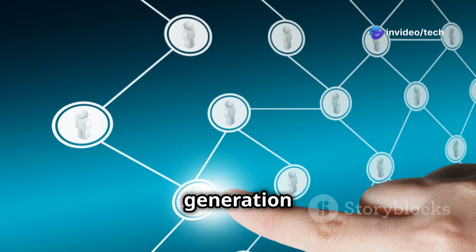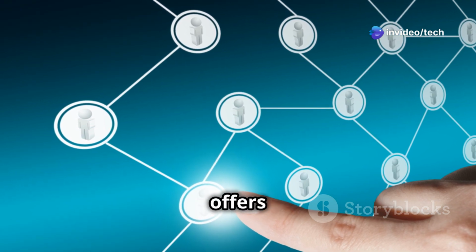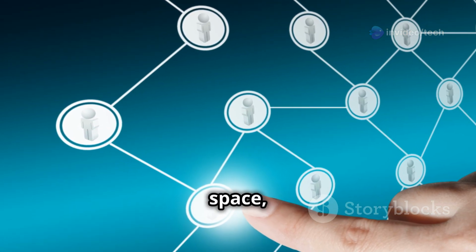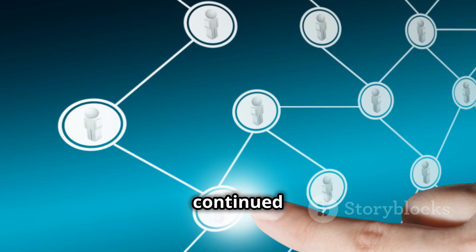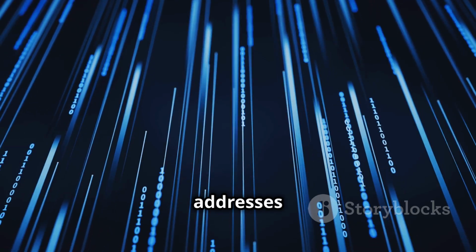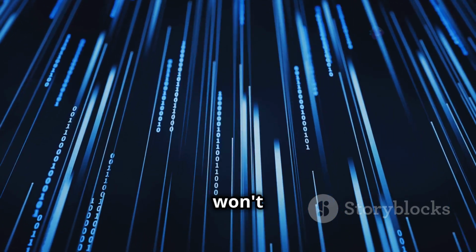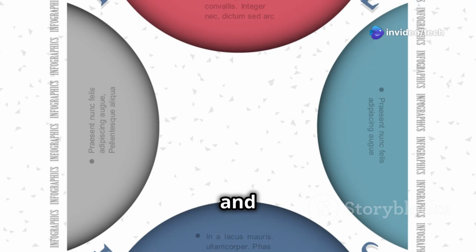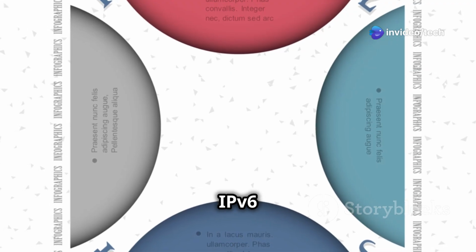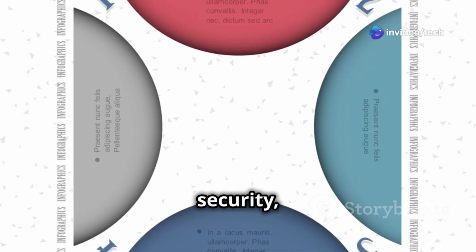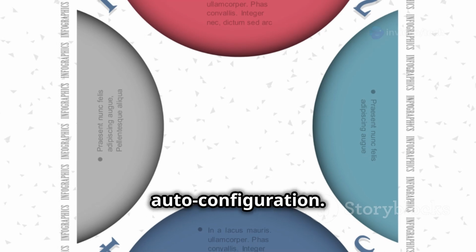IPv6 is like the next generation of internet addresses. It offers a vastly expanded address space, which is crucial for the continued growth of the internet. It's got a lot more addresses to give out, ensuring that we won't run out anytime soon. And some cool new features. IPv6 includes improvements in areas like security, routing, and auto configuration.